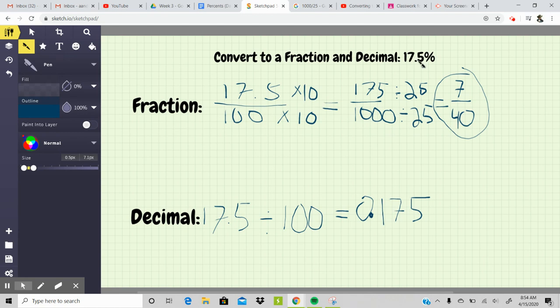And we always just moved it two places to the left because we learned that to convert it to a decimal, you just divide by 100. And dividing by 100 does the opposite of multiplying. Instead of moving the decimal to the right, it's going to move it to the left. And I divided by 100, which is 10 to the second power with two zeros, so that's going to move it two places to the left. And my answer for converting 17.5% to a decimal is 0.175 or 175 thousandths.